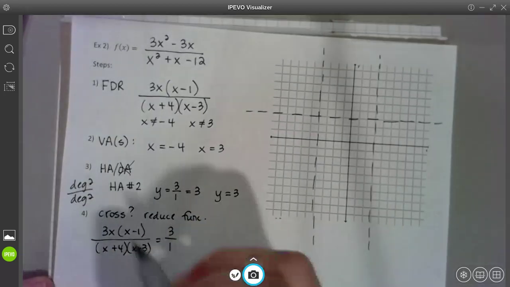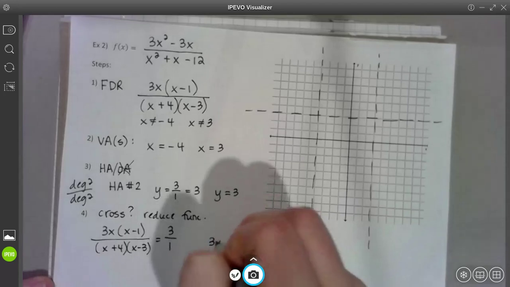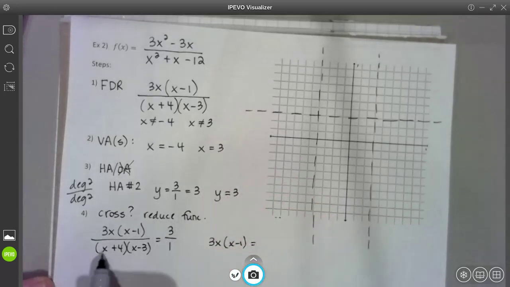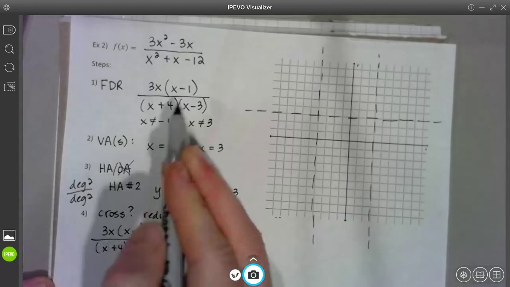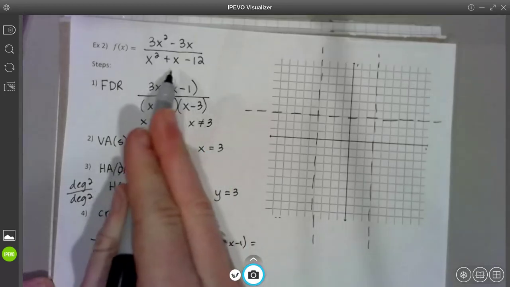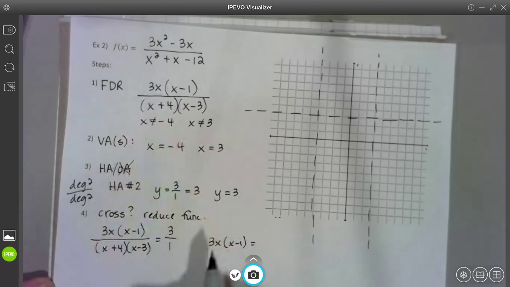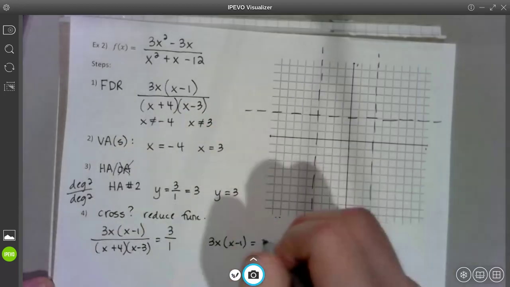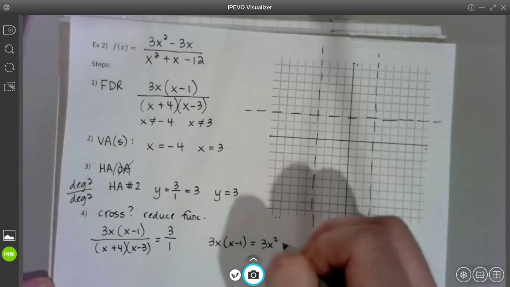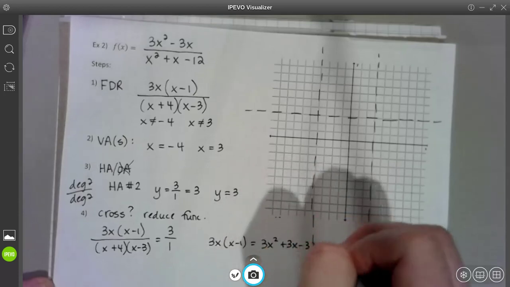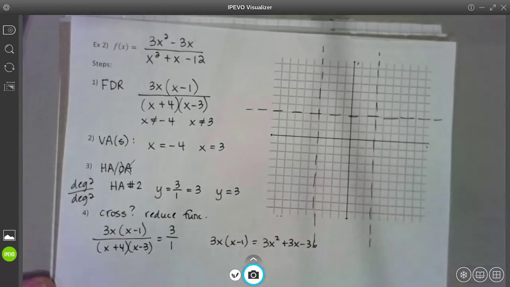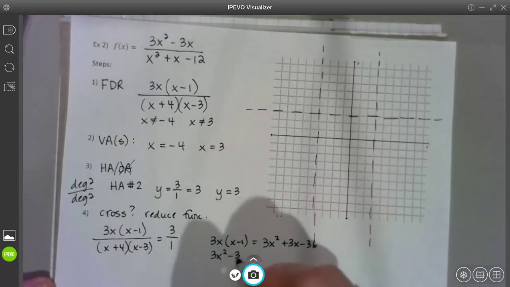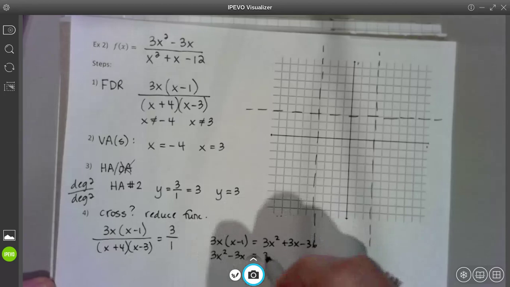Okay, now, obviously this is going to be 3x times x minus 1 equals 3 times this. Guys, do you agree that this was really him, right? That's who we unfactored to. So really, it's 3 times that guy. So it's going to be 3x squared plus 3x minus 36. Because you're going to have to multiply it back out to solve the equation.